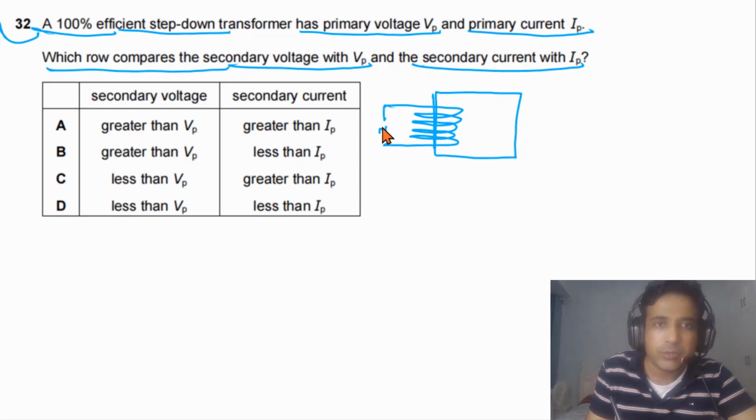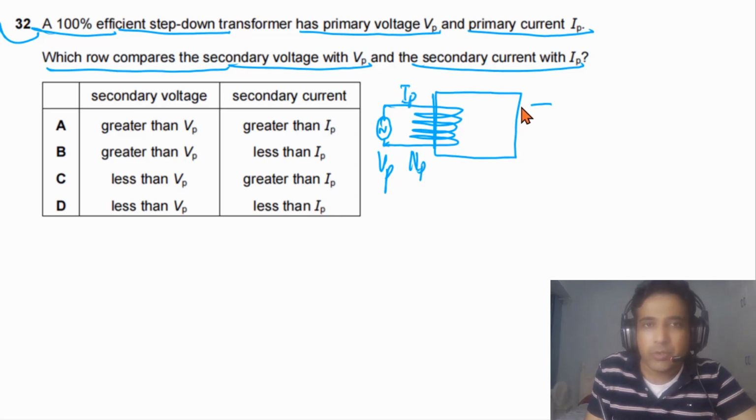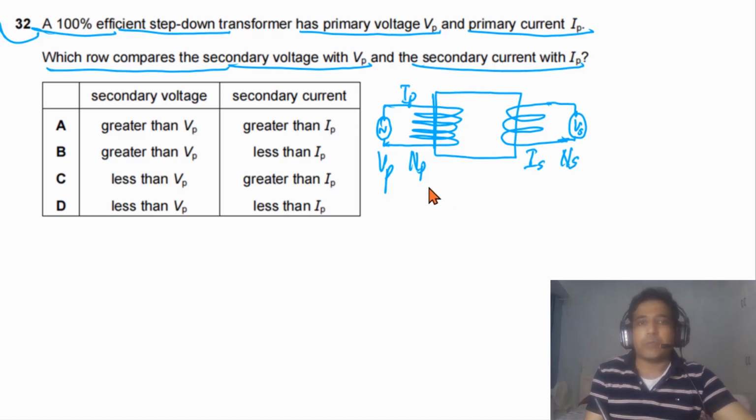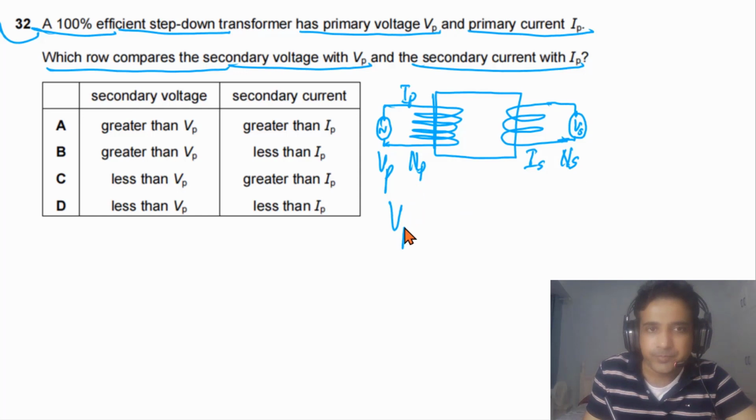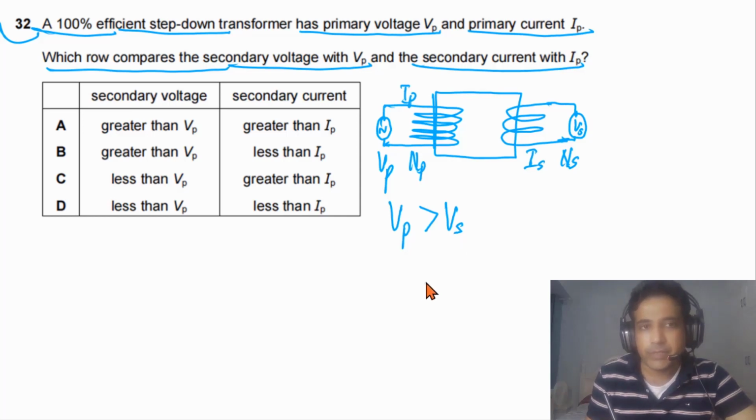Here we have the primary voltage, so we can say this is Vp, and we have Np here, and we have Ip, the primary current. On the other side, this is the step-down side. So this is Vs, and there is current Is, and we also have Ns. A step-down transformer simply means that Vp has to be greater than Vs.